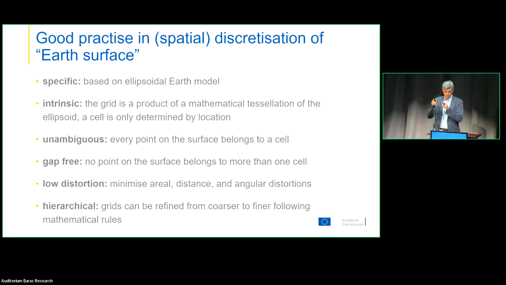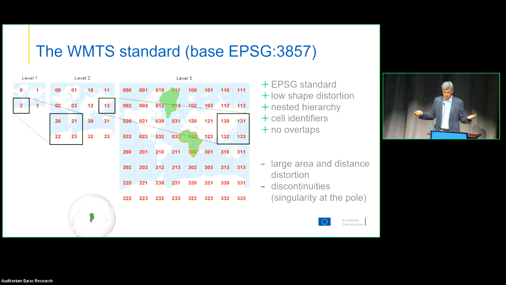Of course, there is this Goodchild criteria paper you might have heard of. I should have put the reference here. Very good paper talking about what global grids should do. And of course, you cannot have all these things at the same time. So you will have to make compromises. The grids we know all make compromises.